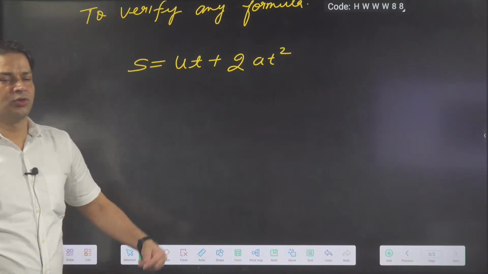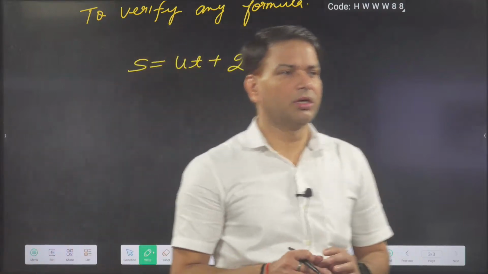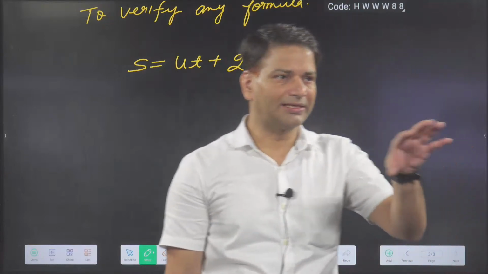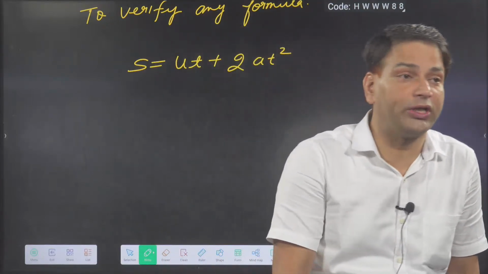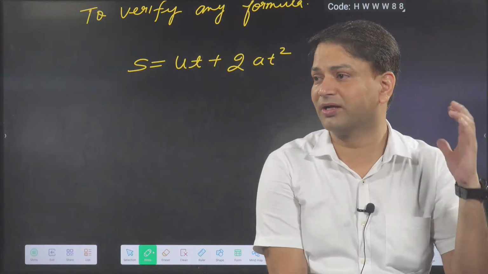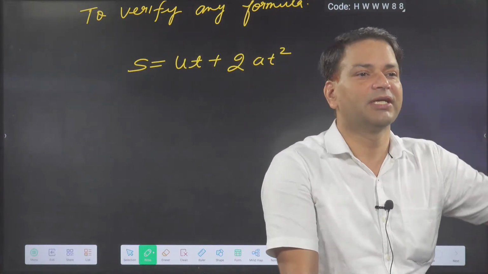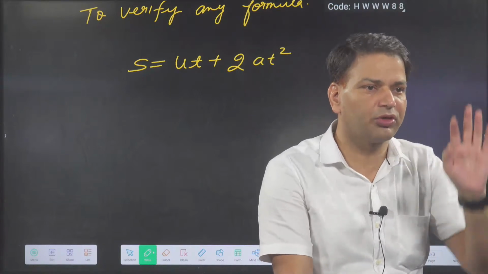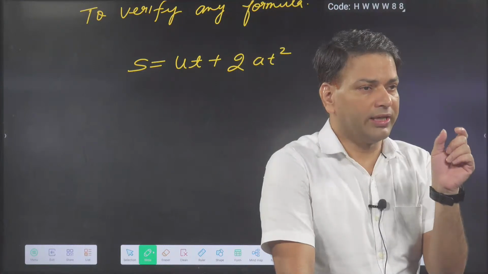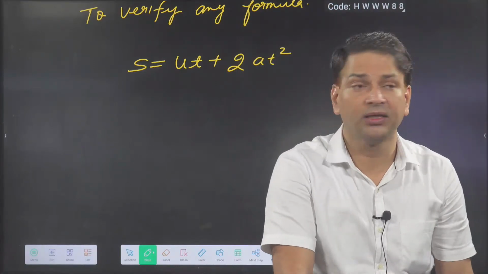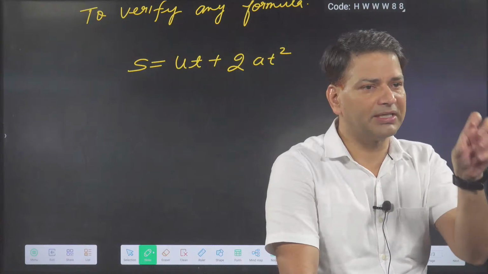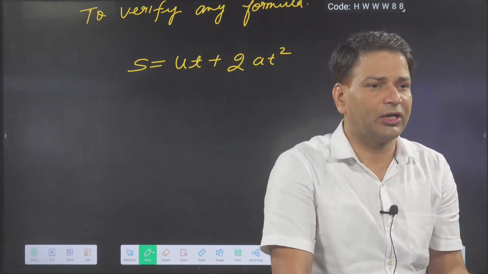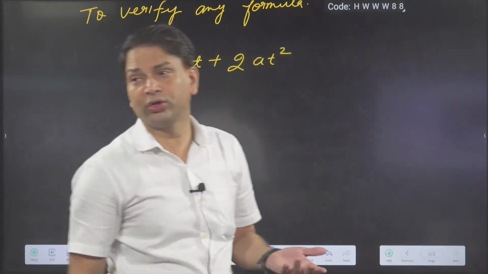Okay, so I am asking whether this equation is correct or not. By dimension we have to check. So what we will do, by homogeneity we can say dimension of ut must be equal to dimension of at square, must be equal to dimension of s. Don't mug up this formula, it is a wrong formula, half is there. I'm just saying that I have taken the 2 to show that dimensionally this equation is also correct. Constant we cannot verify by using dimension, so there is no need to think about the 2.